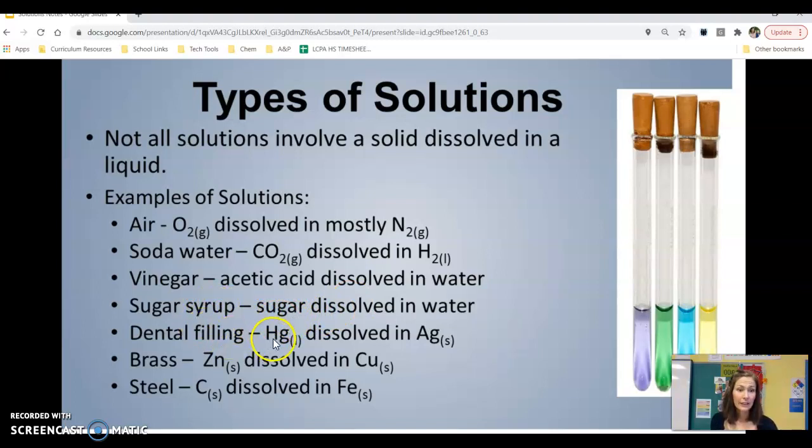A dental filling, this one is a fun one. It's a different kind of mixture that actually becomes a liquid when you mix these two things together: mercury and silver. Brass is zinc dissolved in copper, and steel is carbon with iron mixed in, which adds strength to it. So different types of solutions don't always have to be liquid-liquid or liquid-solid.